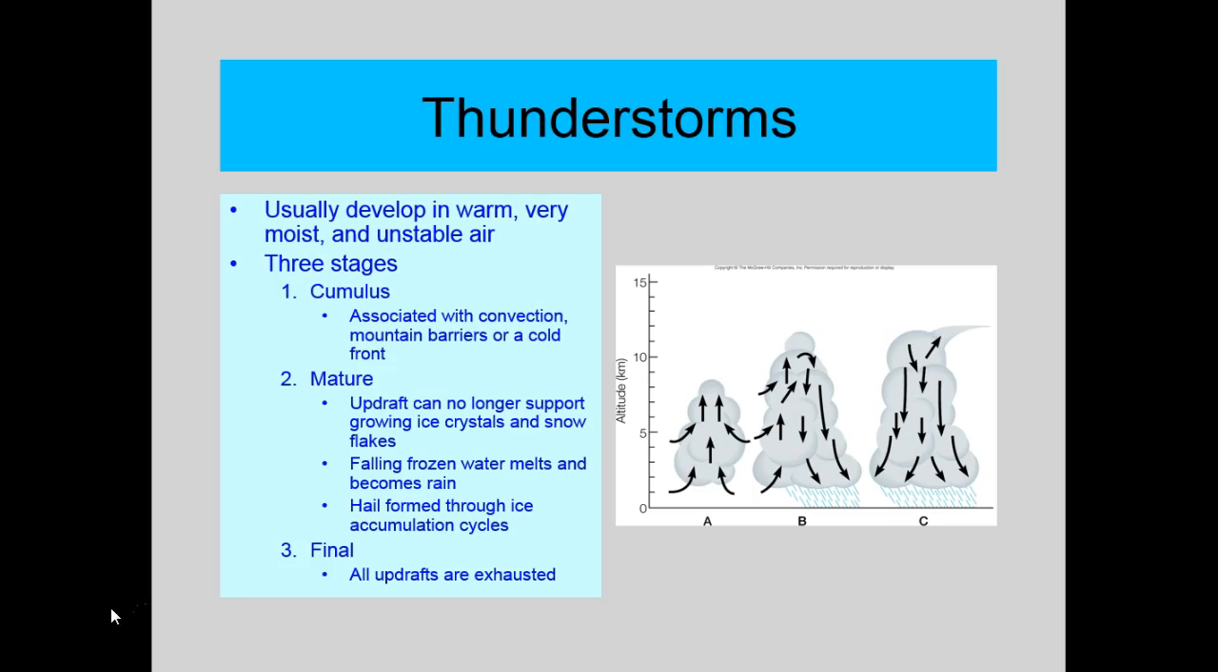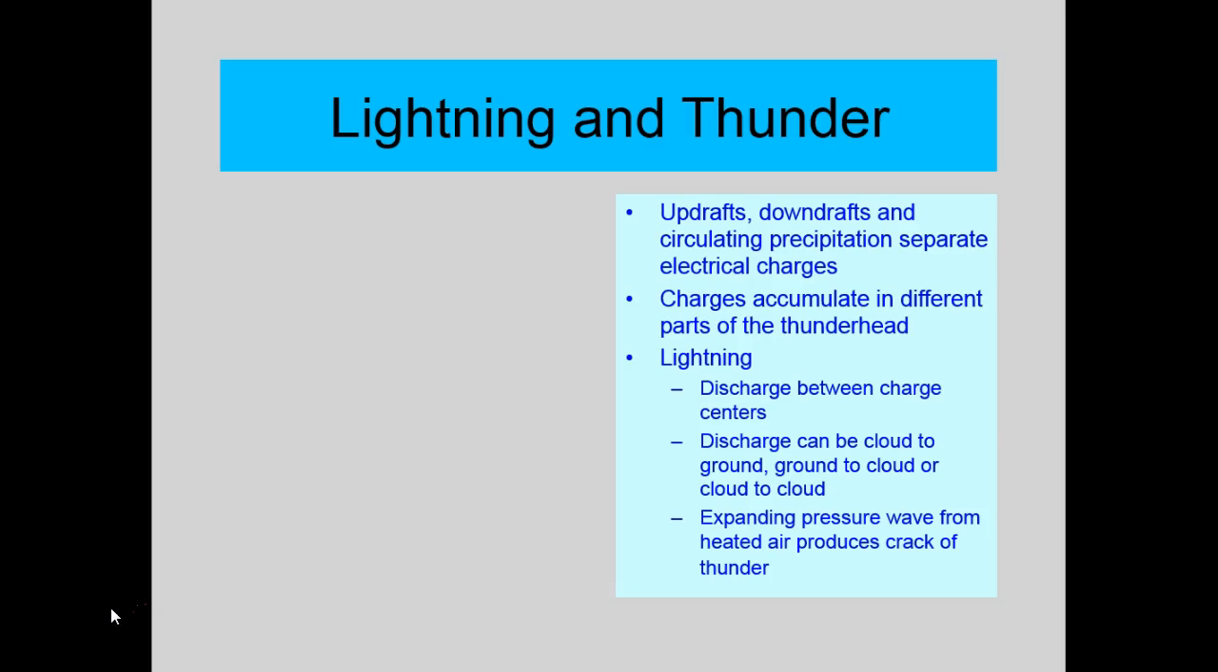I love peaches. Okay, and then your final stage, all the updrafts are exhausted, and you just continue rain, and it plays itself out. So that's the final stage. Kind of makes sense? Okay, that's your thunderstorm. Now, what happens?